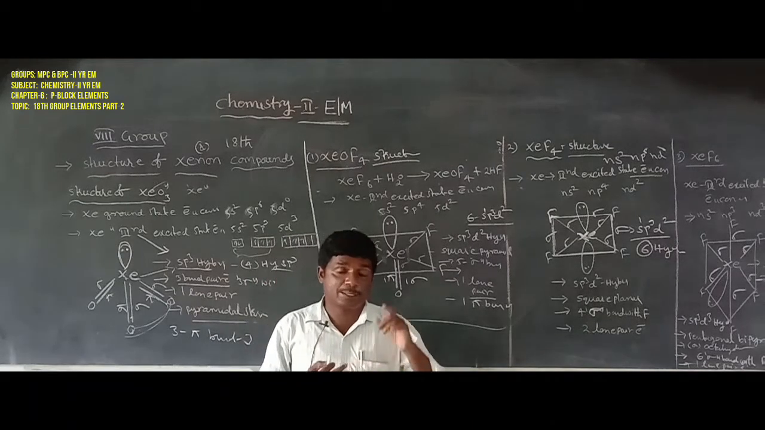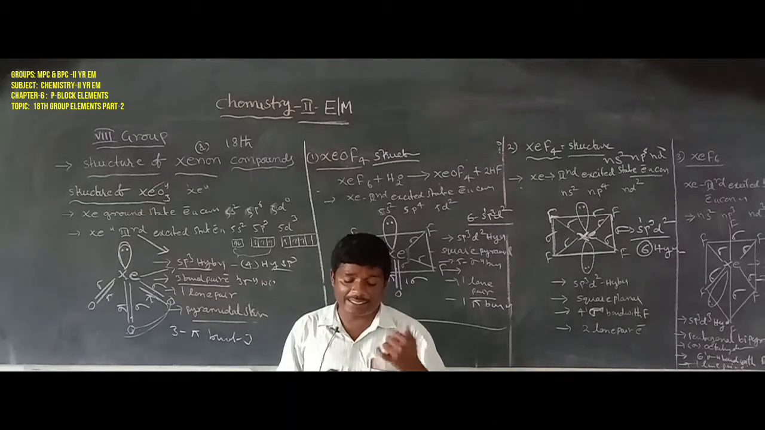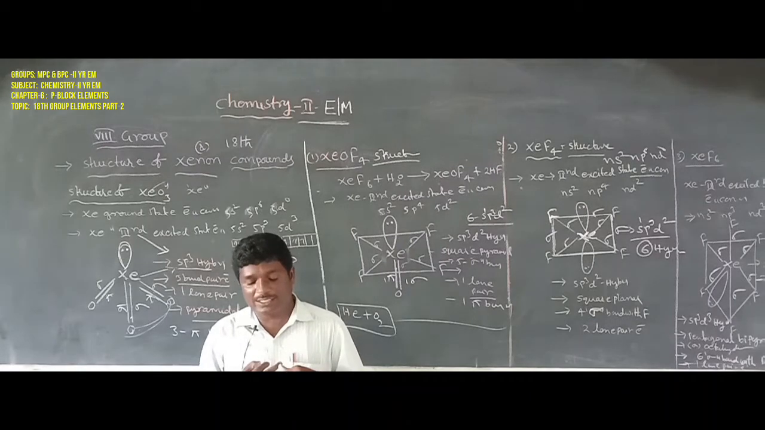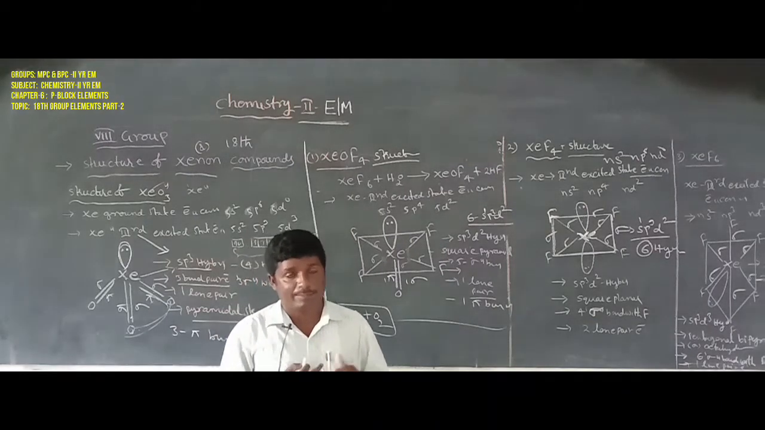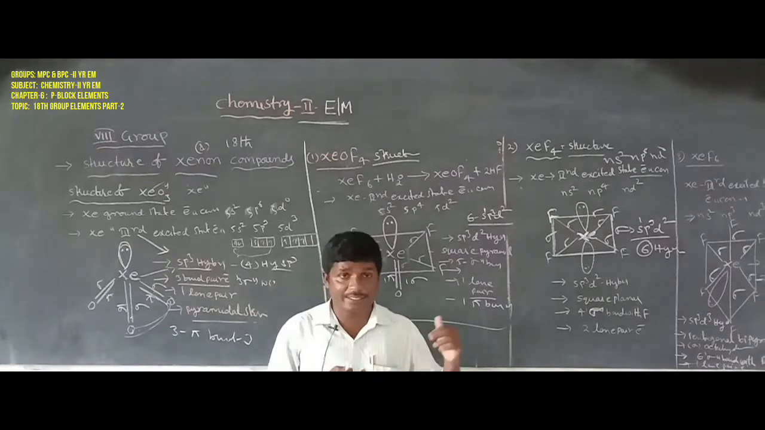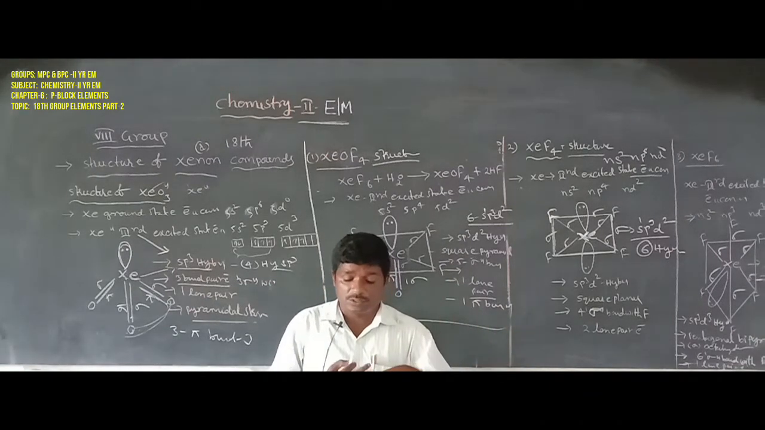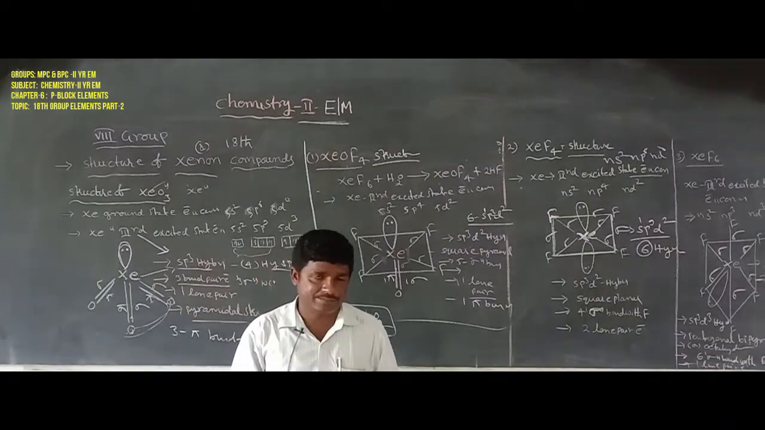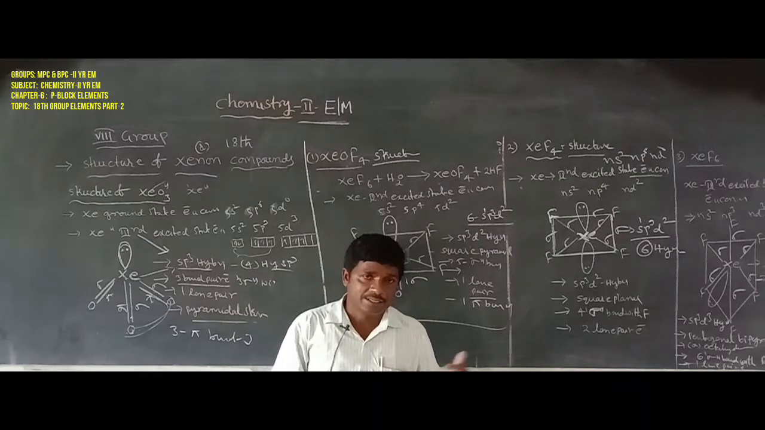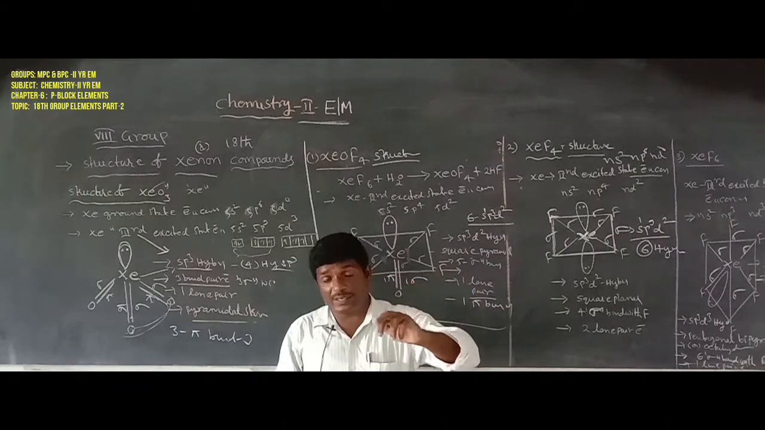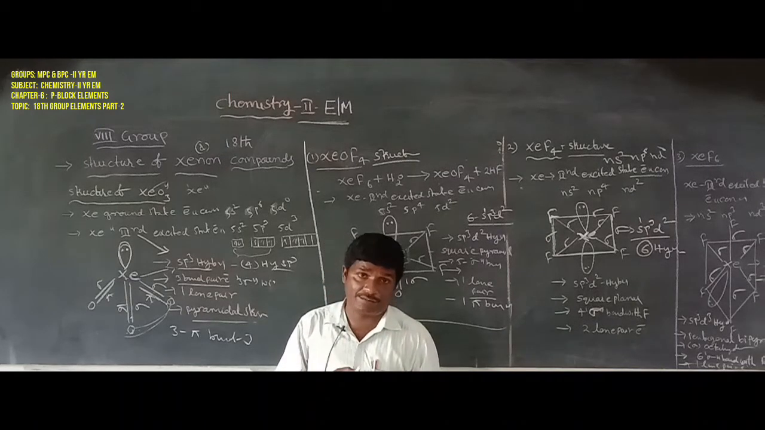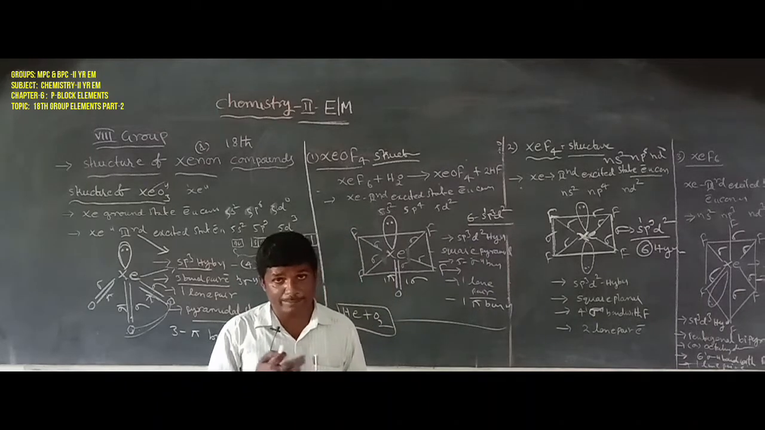Next, krypton-85 is used to determine the thickness of metal sheets and plastic sheets. That is the uses of krypton-85.